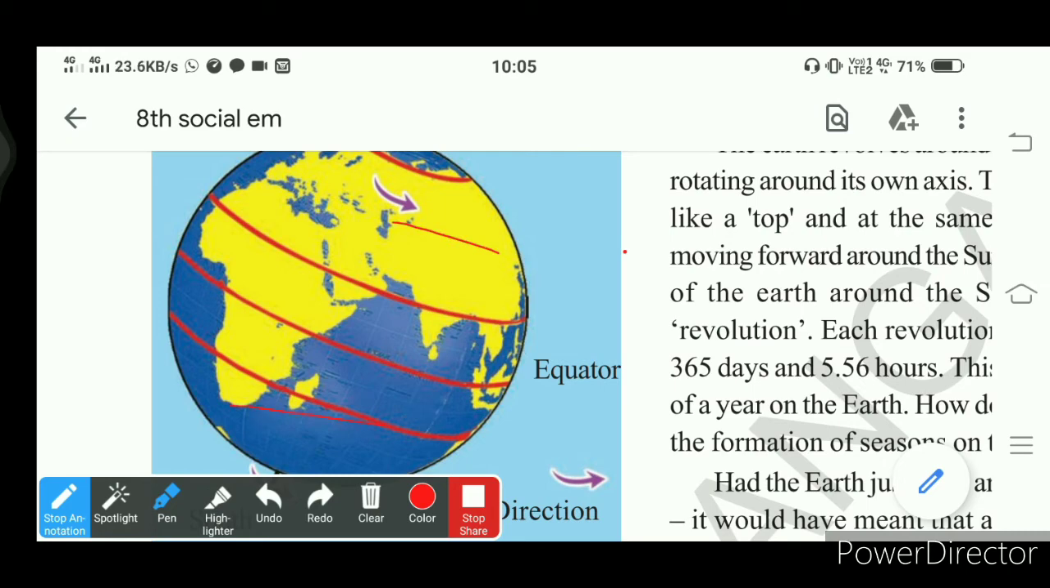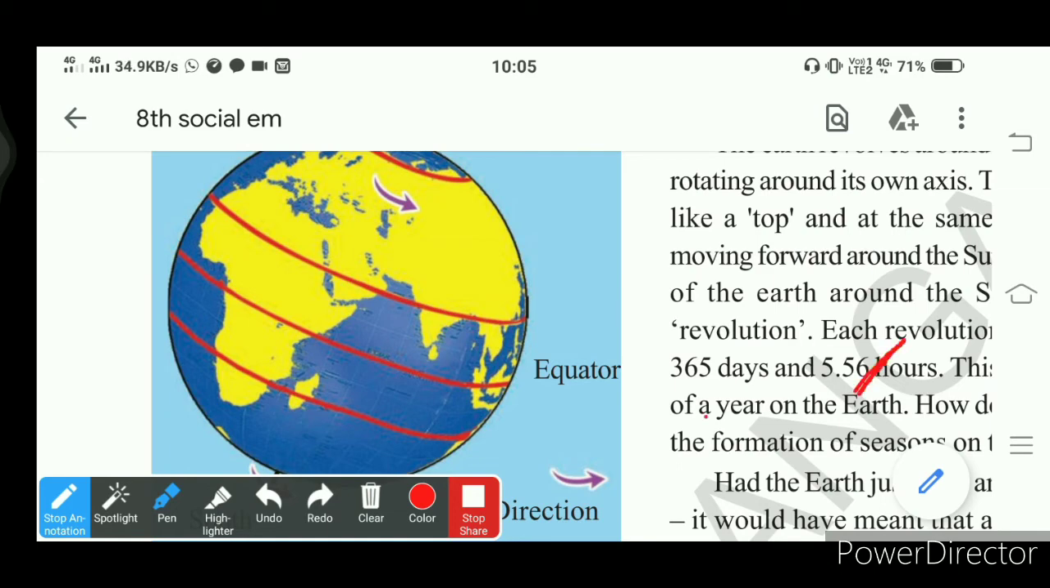It is the temperate belt, understand, as the sun rays do not fall vertically. Between the Tropic of Cancer and the Arctic Circle, and between the Tropic of Capricorn and the Antarctic Circle, the belt we call is the temperate belt, understand?